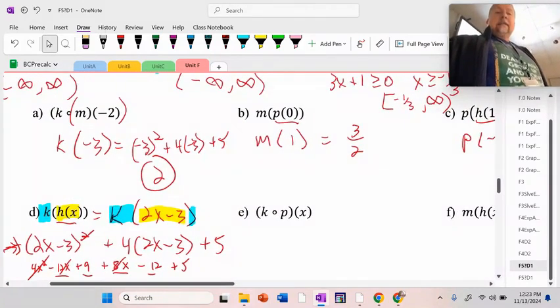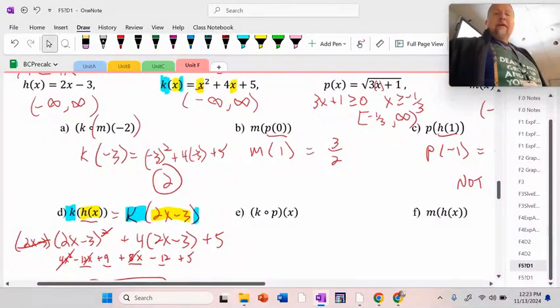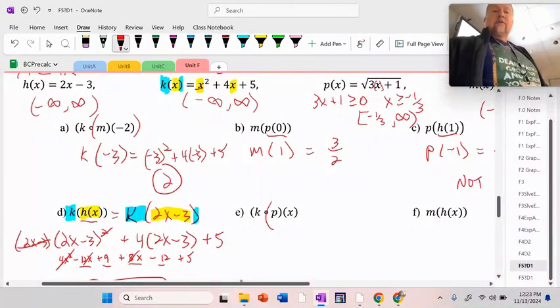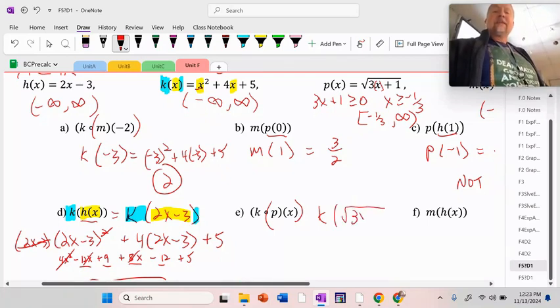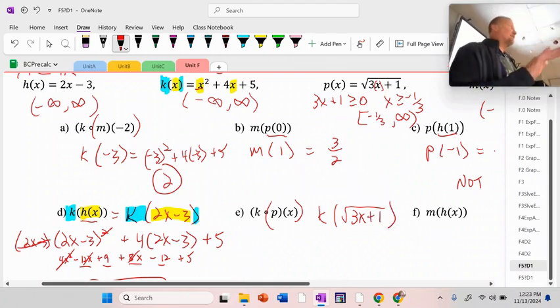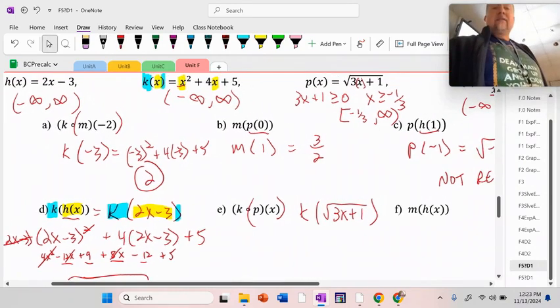Okay. All right, k of p of x. Okay, that's a nice little question. I start with p of x. P of x is root. So right away, does p of x have a domain issue? Yes or no? Yes. So no matter what happens, your composition will have that domain problem. But it doesn't clear up.